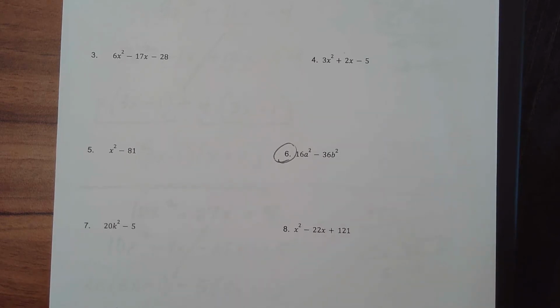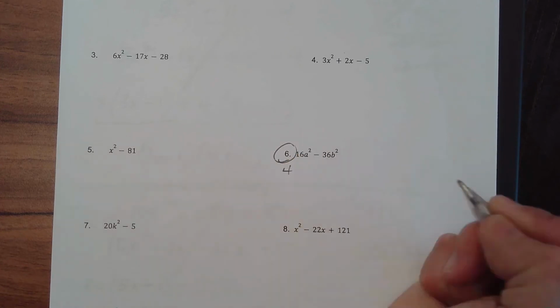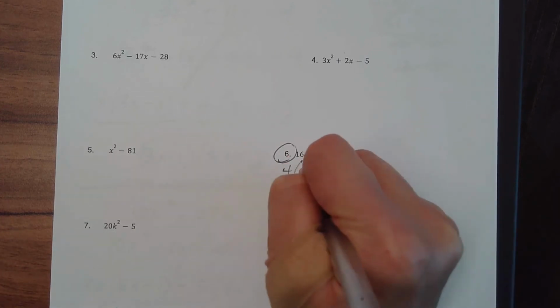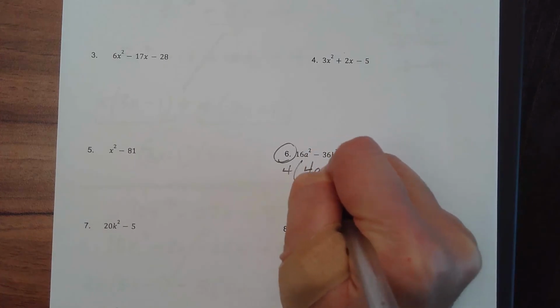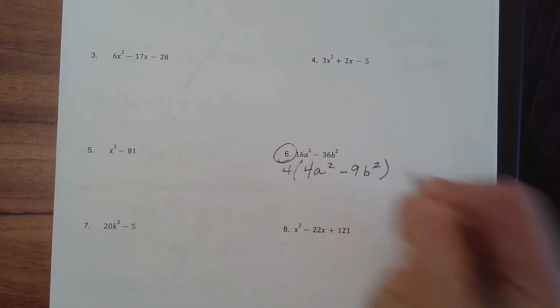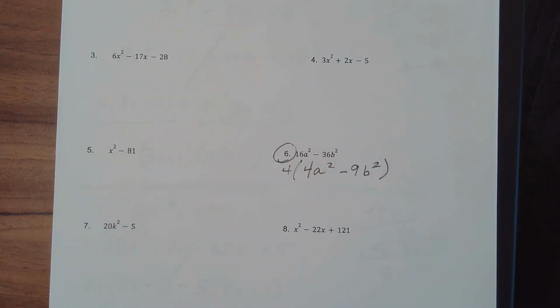I could factor out a 4, right? So I'm going to factor out a 4. Doesn't look like I can factor out any letters. So I'm going to be left with 4a squared minus 9b squared. Okay, so I looked at my GCF, step 1.